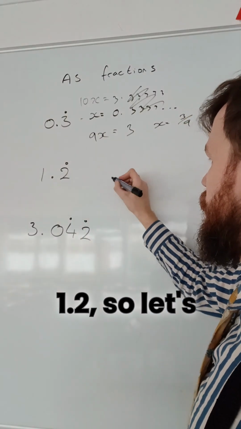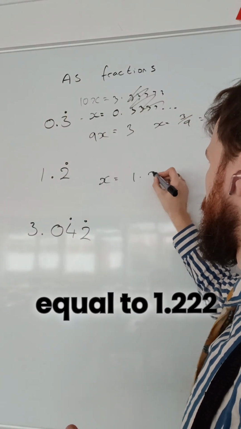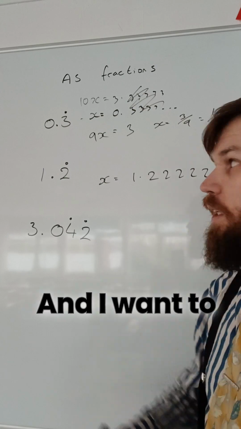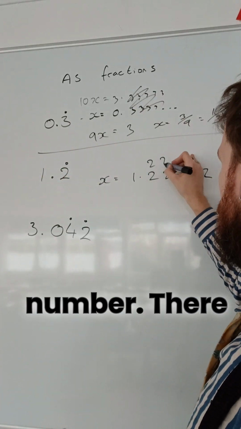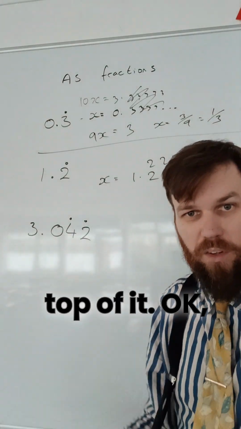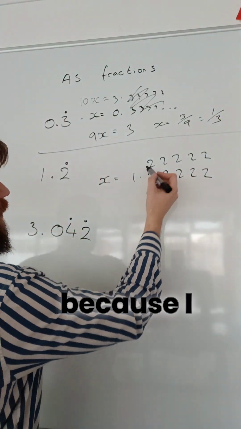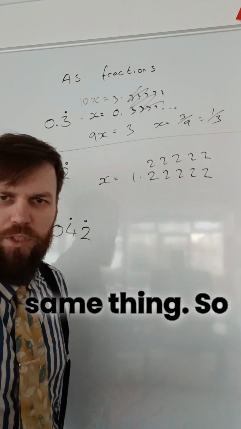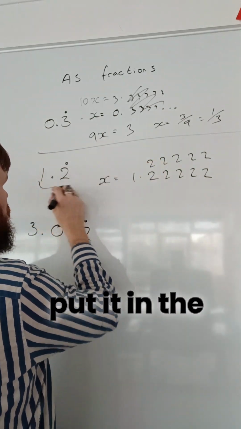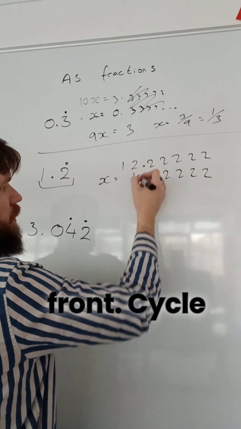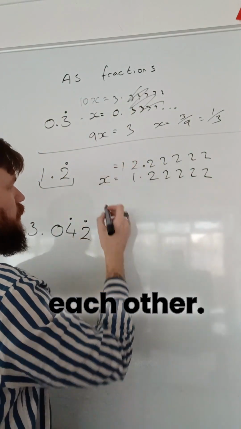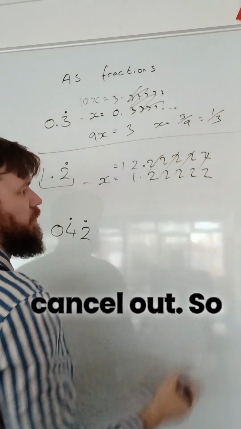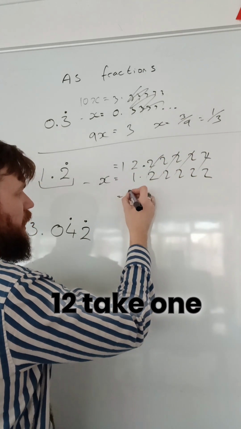Here, I've got 1.2 recurring, so let's set it up. Let's say x is equal to 1.222, because that's what's recurring. Okay? And I want to get rid of that 2222, so I'm going to have another number that is a 2 recurring on top of it. Now, I can't put 1 here because I would end up with just taking the same thing away. So I'm going to take this section and put it at the front. So I've got 12.22222 and 1.22222. Take them away from each other. These would cancel out. So I'm left with 12 take 1, which is 11.